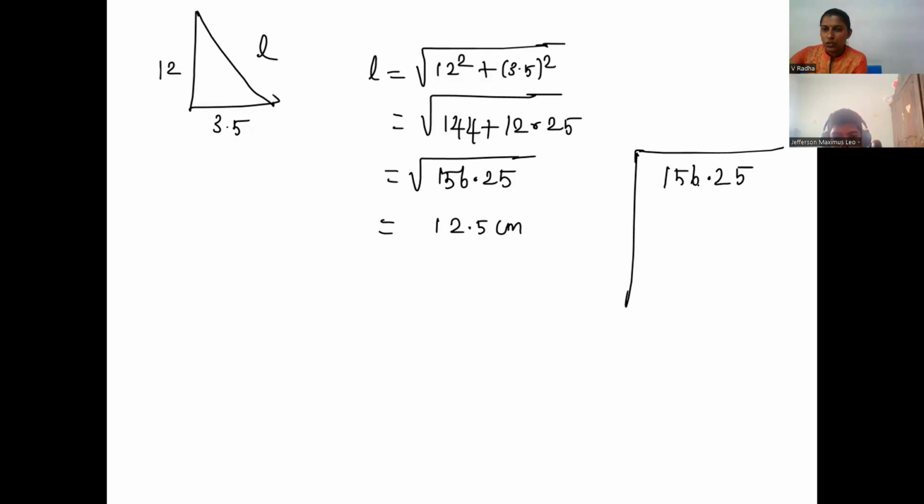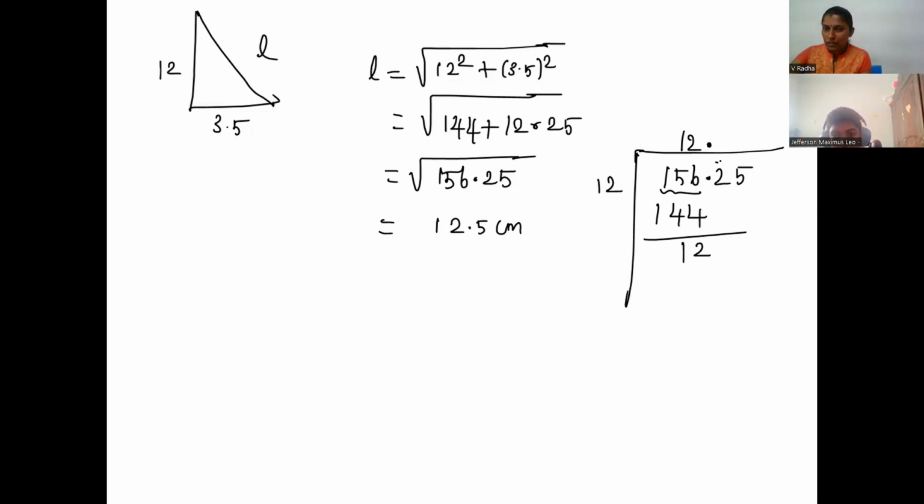Take 156.25. First look at the number before the decimal point. What is the maximum perfect square inside it? 12 square is 144, 13 square is 169. So we select 12 square. Here 12, here 12. The answer is 144. Now subtract: 6 minus 4 is 2, 5 minus 4 is 1. Now put the decimal point just over here.